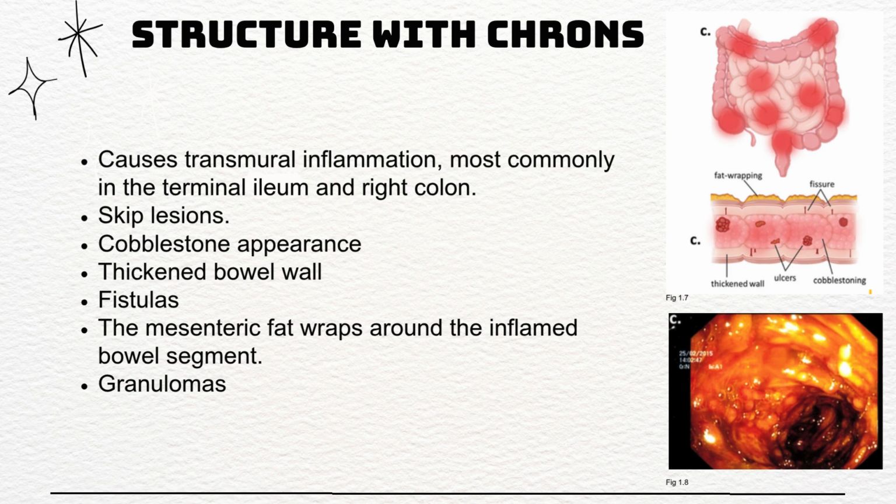proximal colon. We also have the fistulas, which are abnormal connections that can form between the bowel and adjacent structures. For example, your bladder, skin, or other bowel loops that are often in the lateral or posterior aspects. We also have the creeping fat, which is this mesenteric fat that wraps around the inflamed bowel segment. We also have the granulomas, which is the non-caseating granulomas that can be seen on biopsies, especially in submucosae and muscularis propria.